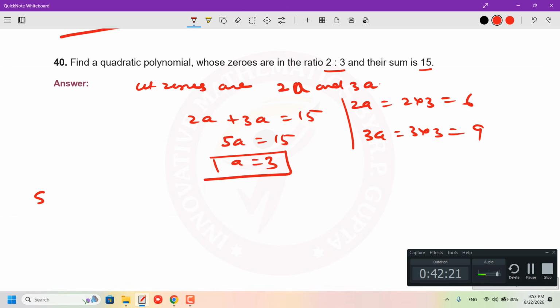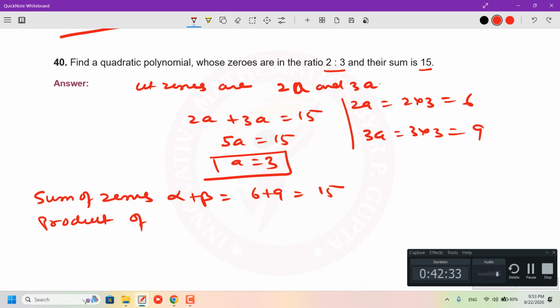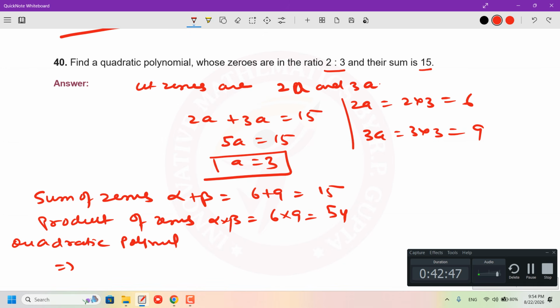So sum of zeros, that is alpha plus beta is equals to 6 plus 9 equals to 15, and product of zeros, that is alpha into beta is equals to 6 into 9 equals to 54. So quadratic polynomial is x square minus sum of zeros मतलब 15 into x plus 54. ये हमारा आंसर हो गया.